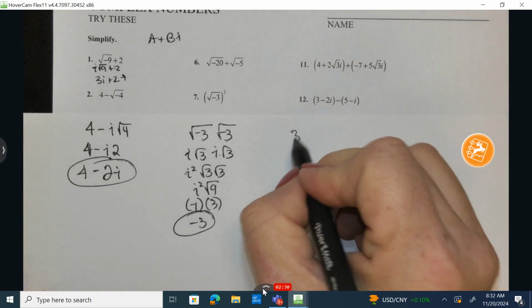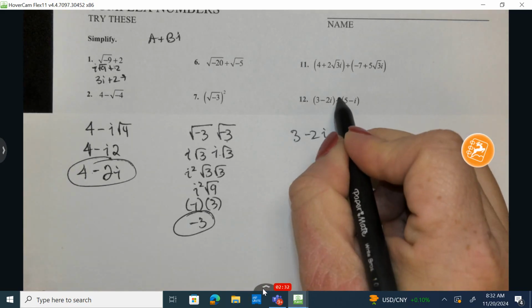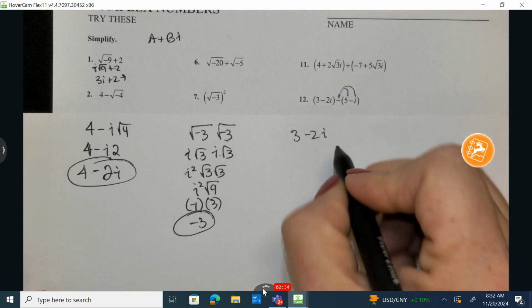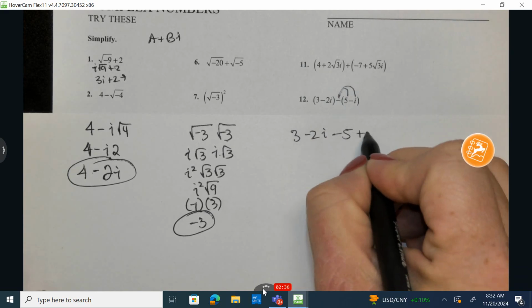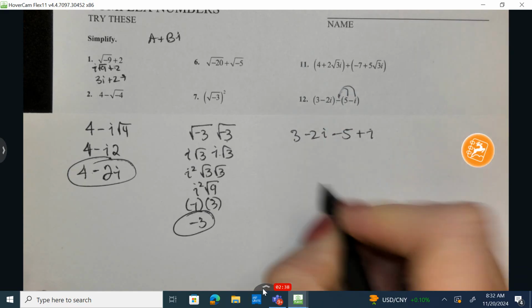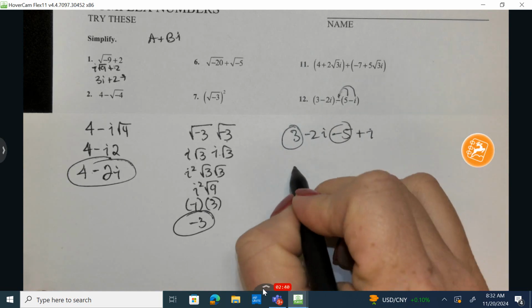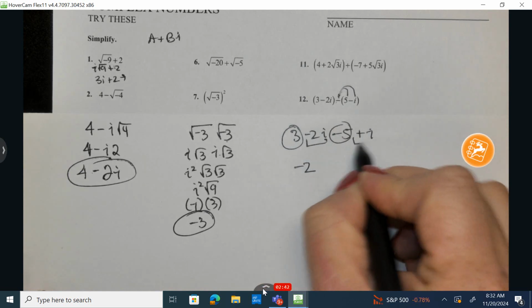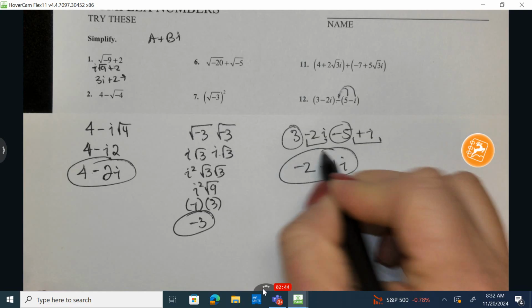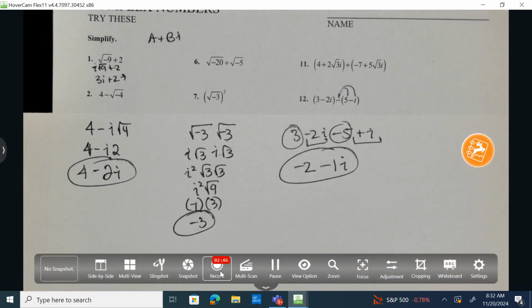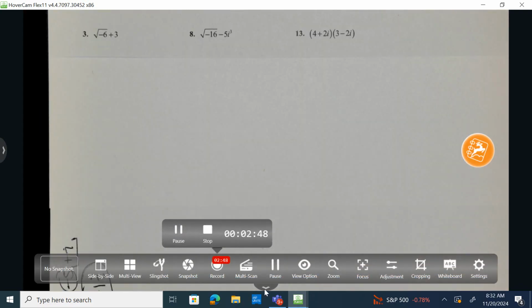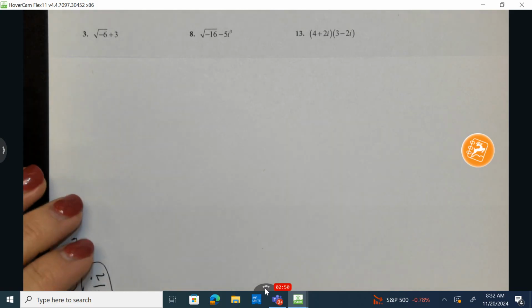I'm subtracting. Remember that when you subtract this, you must distribute to the 5 and to the i. So negative 5 and positive i. A negative times a negative is a positive. The real portion is negative 2. The imaginary portion is negative 1. Let's look at the next one. Let's take a look at 3, 8, and 13.